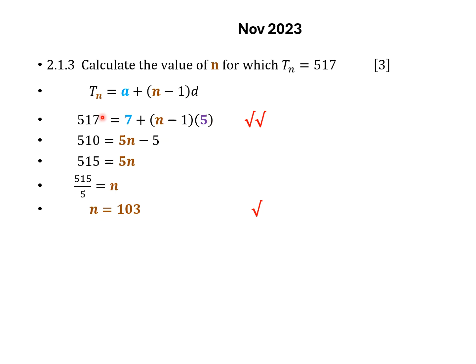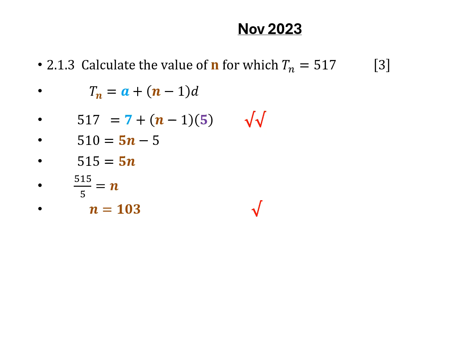If I take 7 over, 517 minus 7 gives me 510. Taking negative 5 over, 510 plus 5 gives me 515. 515 divided by 5 gives me 103. So term 103 equals 517. 1 mark for substituting 517 correctly, 1 mark for substituting a and d correctly, and 1 mark for the final answer.